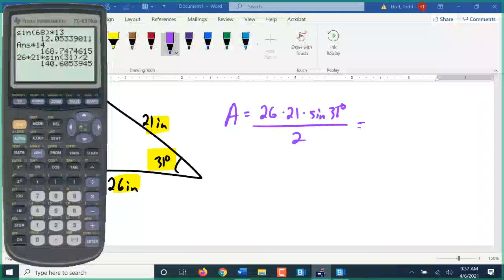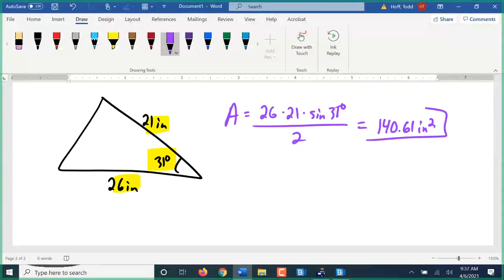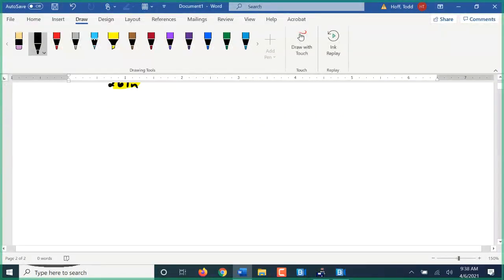Here's 140.61 square inches is the area of that triangle. Now, of course, it does not stay quite this simple. We can be given other combinations of sides and angles.